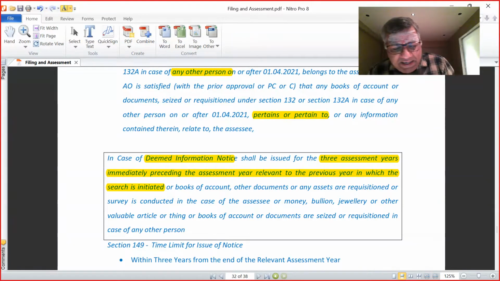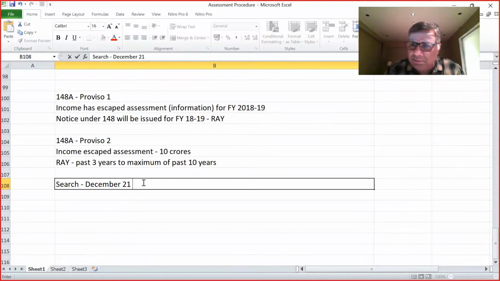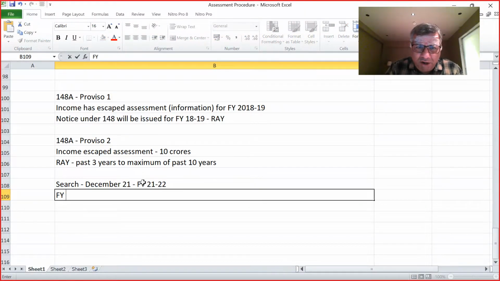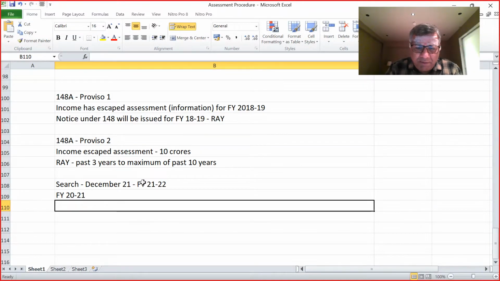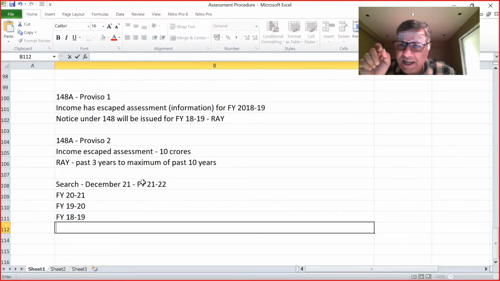So, 3 years. To be more clear, search is conducted in December 21. This is financial year 21-22. I will open it up for financial year 2021, financial year 1920, financial year 1819. Okay? Is this optional or mandatory? Mandatory, sir. Mandatory. Good.